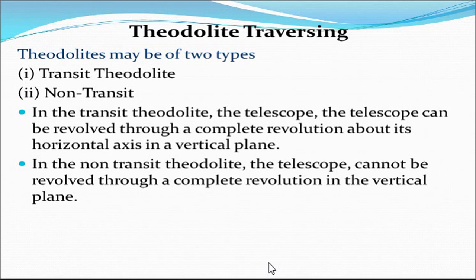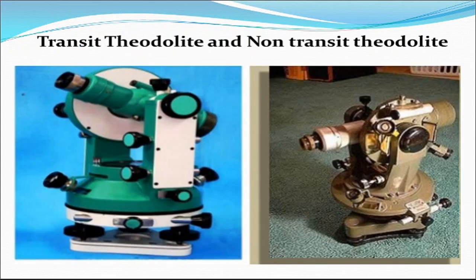What is a transit theodolite? In that case, the telescope can be revolved through a complete revolution about its horizontal axis in a vertical plane. Similarly, in a non-transit theodolite, the telescope cannot be revolved through a complete revolution in the vertical plane. That is known as non-transit. Transit means we can revolve the telescope; non-transit, we cannot revolve the telescope. You can see here in this picture, this is a telescope.